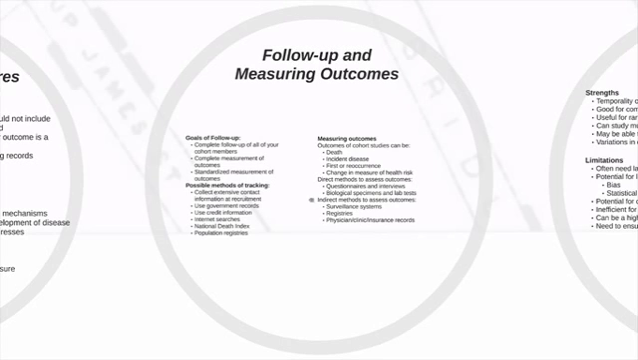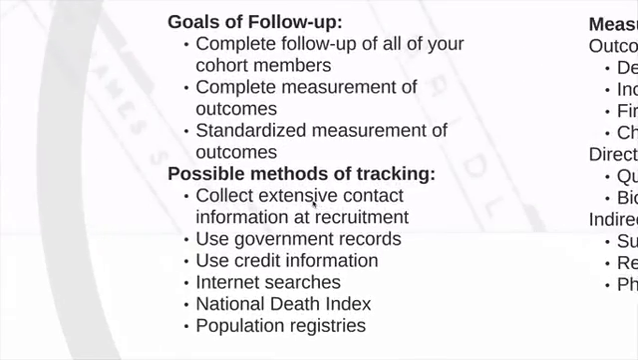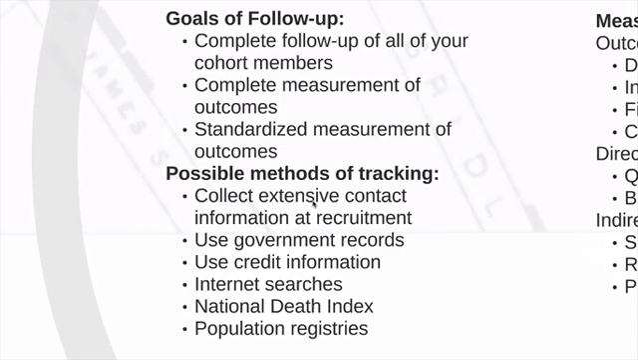Okay, and so similar to when we're assessing exposure status, we want to be really precise and careful in how we follow up our cohort and how we measure outcomes. So, right, we've assessed exposure status in our cohort and then we follow them over time. What we want is complete follow-up of all of our cohort members. You never want to lose someone and not know what happened to them. It happens, but we don't like it. We want complete measurement of outcomes. We want, again, to know for every person in your cohort, at every measurement time, did they get this outcome or not? And we want that to be standardized.